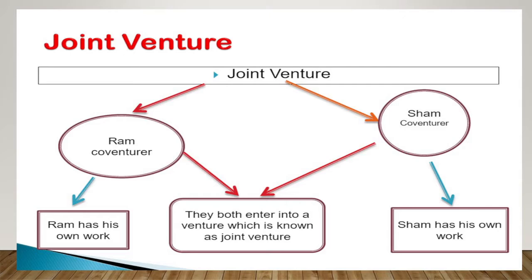So he is a financer, one owner of a finance company. He will contribute finance. And Sham is an engineer who is expert in laying roads and everything. He will contribute his knowledge. With money and knowledge, they will do one venture, a joint venture business. So they both enter into a venture which is known as joint venture.